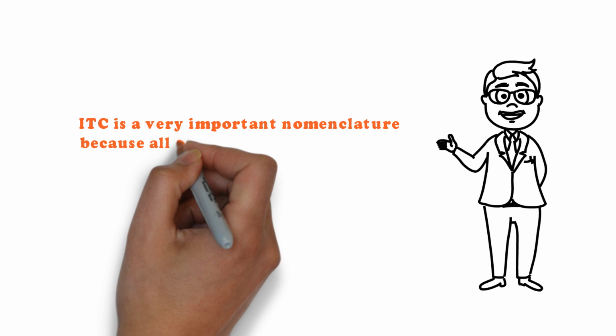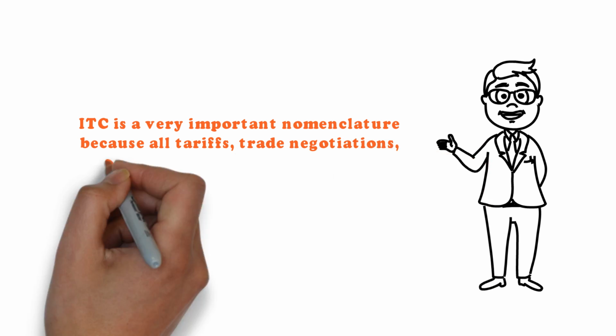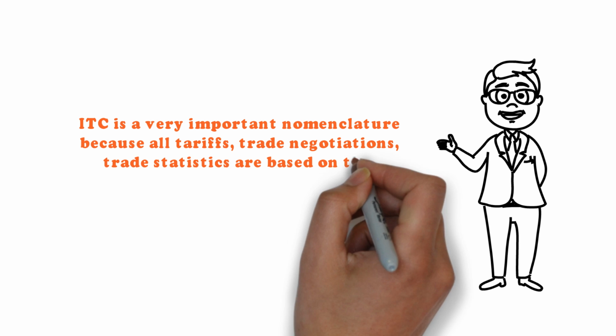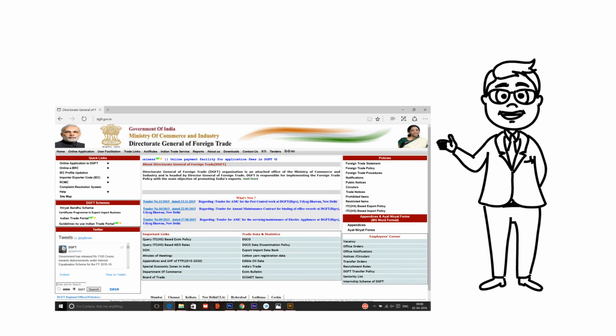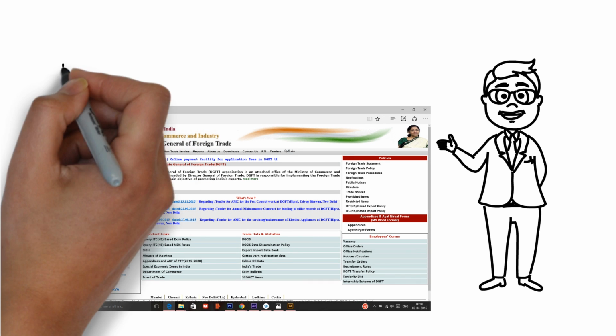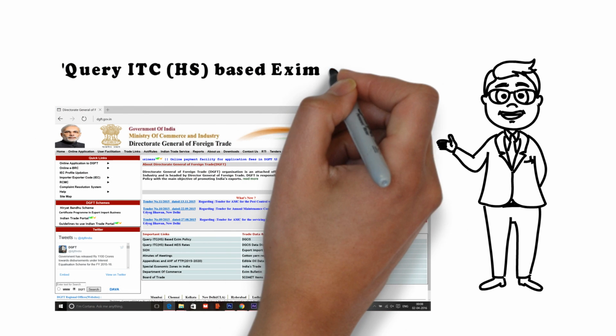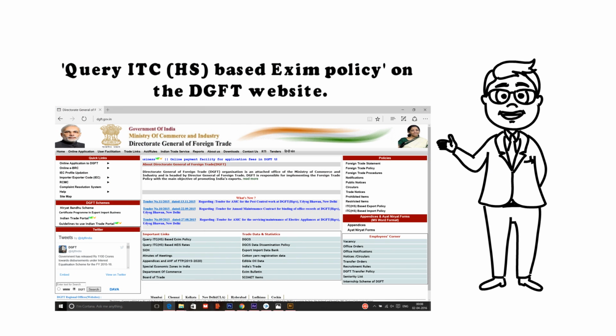ITC is a very important nomenclature because all tariffs, trade negotiations, trade statistics are based on this definition. If you do not know the code of your merchandise, you can find out by typing out its description under Query ITC HS-based EXIM policy on the DGFT website.